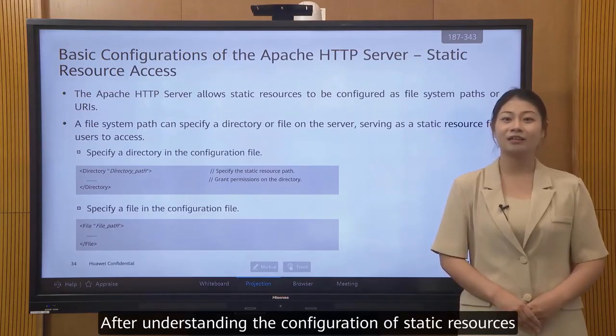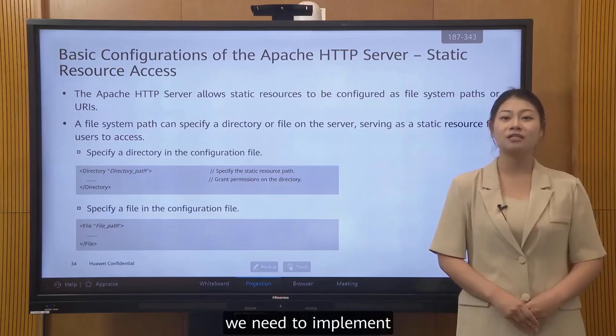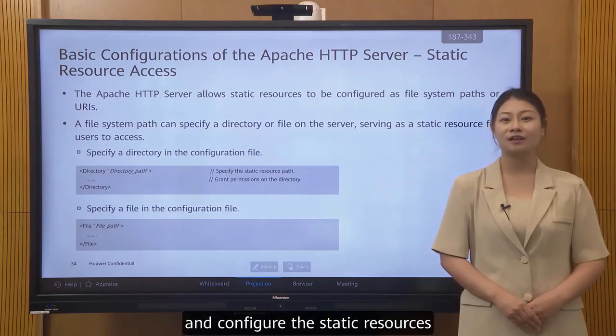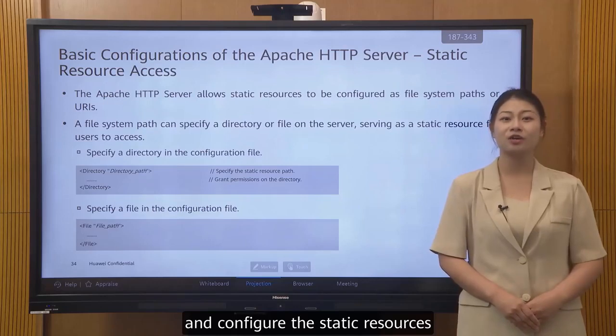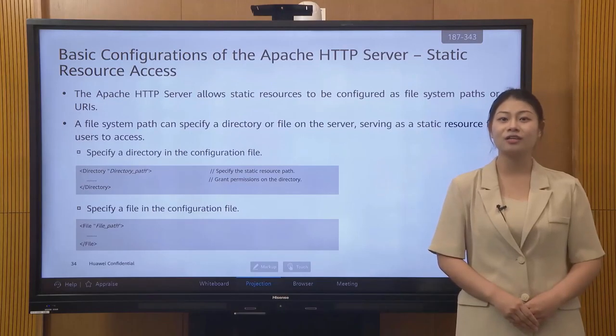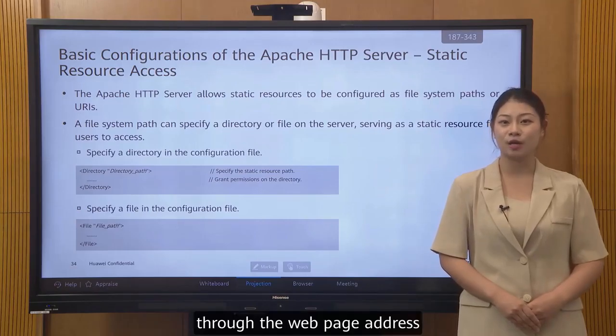After understanding the configuration of static resources, we need to implement a file server in some scenarios. For example, you can install and configure the static resources of Apache HTTPD so that others can directly obtain the service through the web page address.